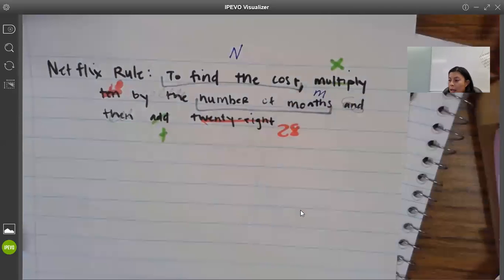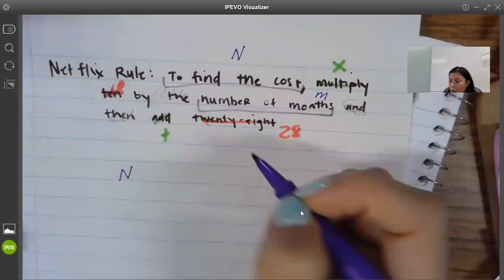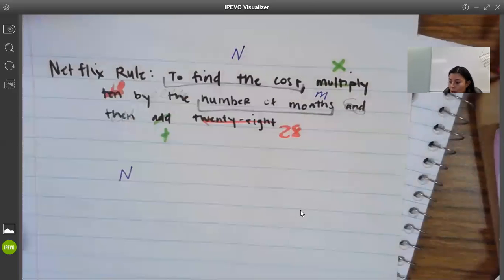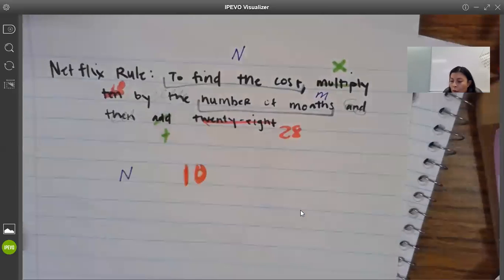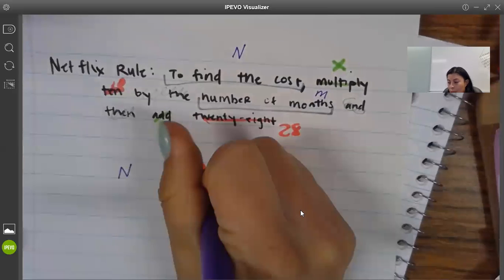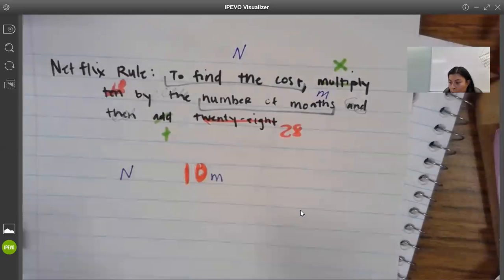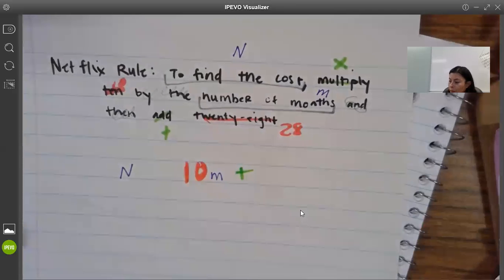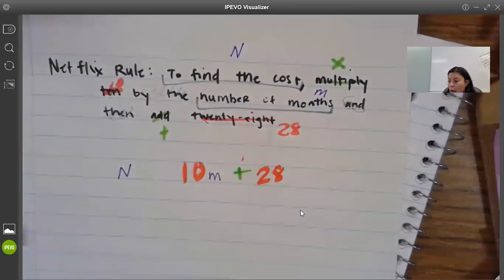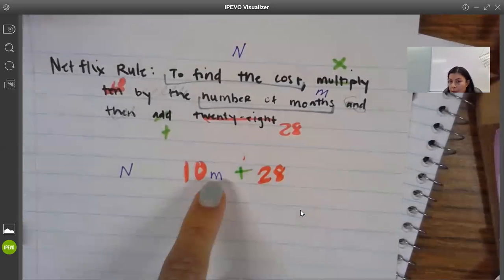So I'm going to do the same thing here. Netflix: to find the cost of Netflix, multiply 10 times the number of months. So here's my 10. I don't have to use the times symbol because times might get confusing. I'm just going to put it next to the M, because when I have a number and a letter standing next to each other, that means they're being multiplied, plus the 28. So I'm saying the same thing here: to find this cost, I multiply 10 times the number of months plus 28.